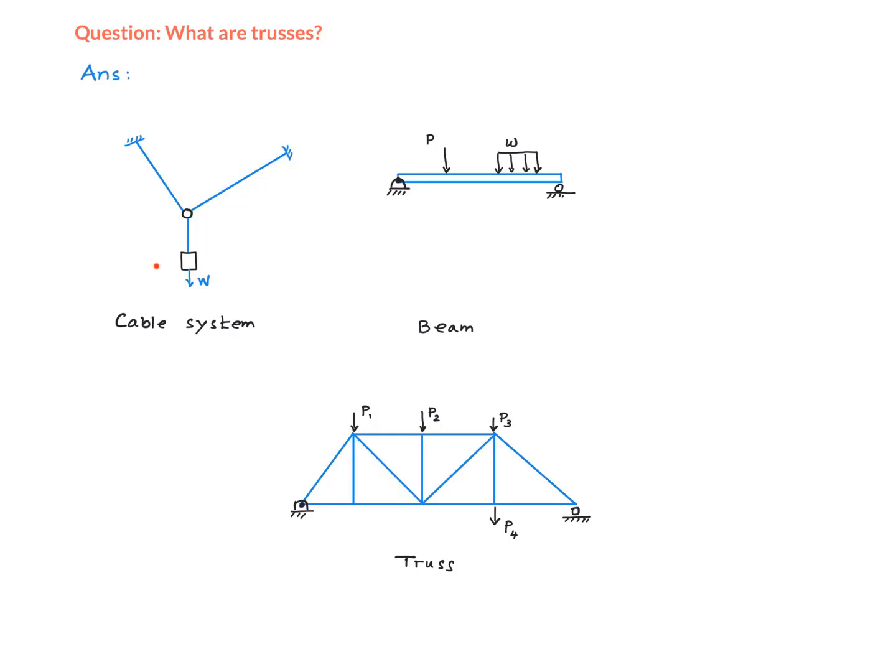So here, for example, in this system, the particles would be this ring right here and the weight W, right? In this system, a beam is used to support a set of external loads. In this example, the external loads are the point load P and the distributed load W, right? The beam is supported on a pin over here and a roller over here.